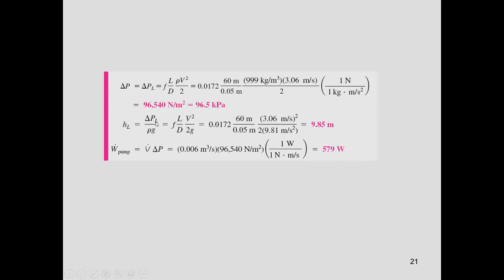So for head loss, HL is equal to delta P over rho g, and you get here HL is equal to 9.85. To calculate the pump work, the work for the pump is equal to V dot times delta P. V dot is the flow rate, and delta P is the pressure difference. The flow rate is 0.006, and delta P you get here is equal to 96,540. Then you get that the work of the pump to overcome the friction is equal to 579 watt.